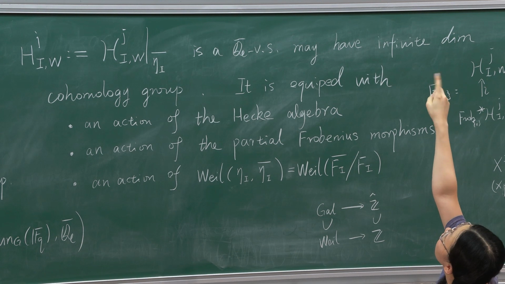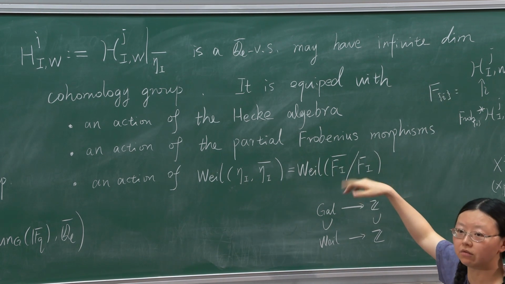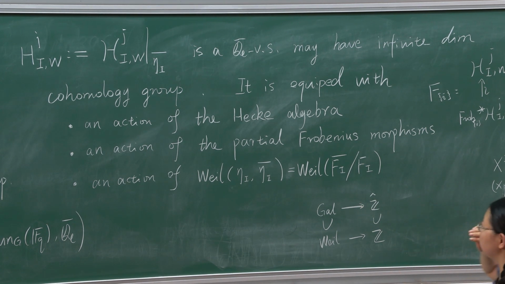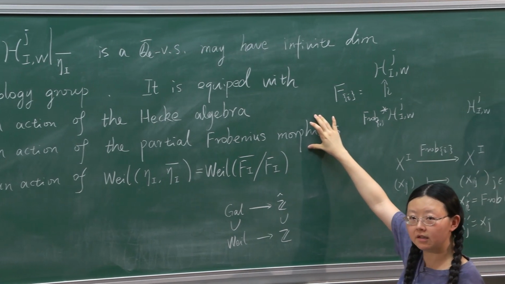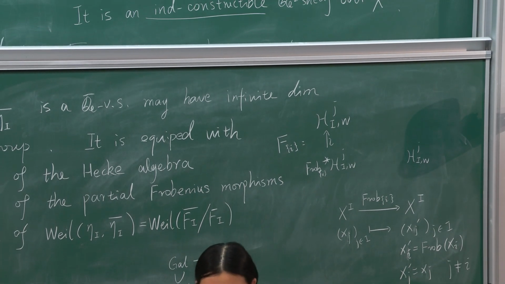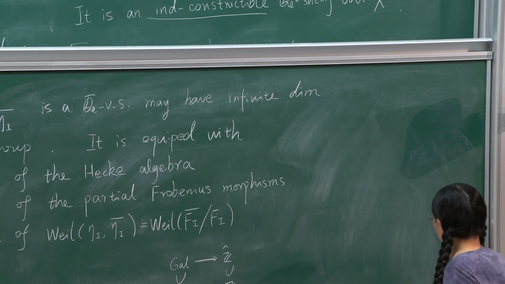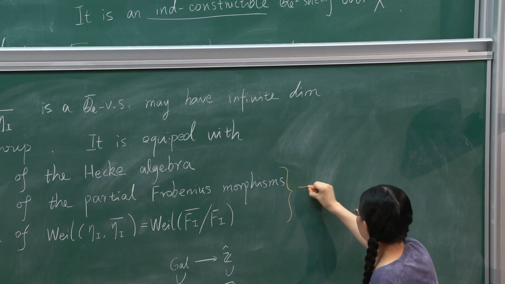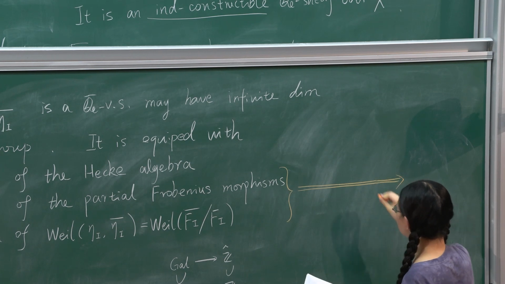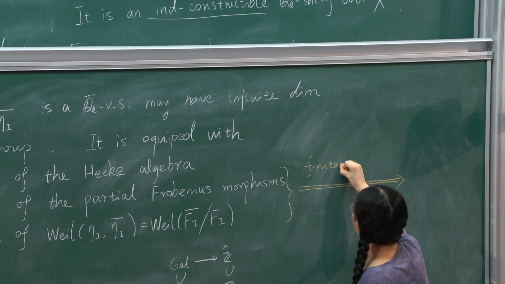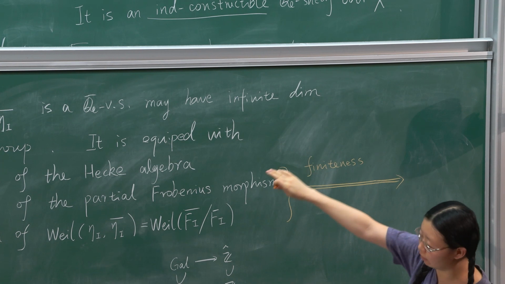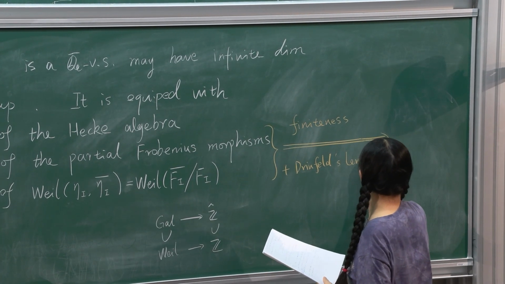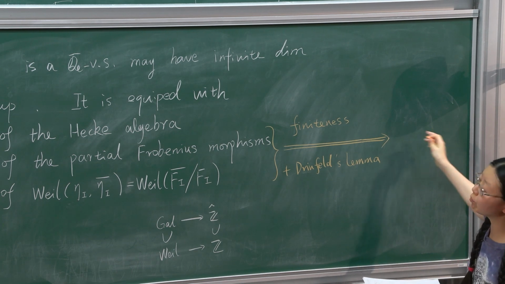Here I write Shtukas that are not iterated, but to define the partial Frobenius morphism, you need to use the iterated Shtukas, which means G_0, G_1, G_2, the iterated modifications. And why is this partial Frobenius important? Because these two actions together, and you add something with some finiteness property on the cohomology and Drinfeld's lemma, this will give you an action of the Weil group of the function field on the cohomology.